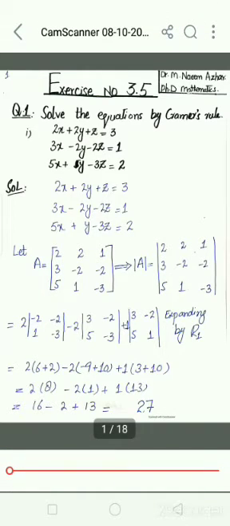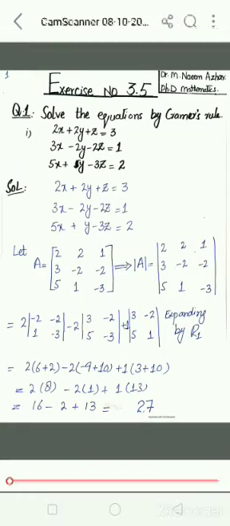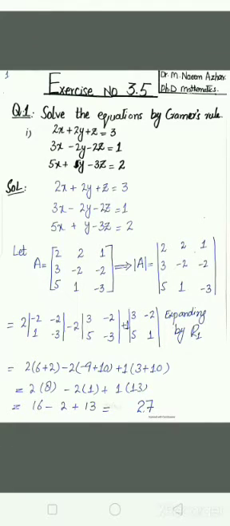We have expanded this determinant by using row number 1. Now 2 is outside and the determinants inside are of order 2 cross 2, which are very familiar to you. You have studied in your matric class how to expand a determinant of order 2 cross 2. Simply we multiply the main diagonal elements and subtract the multiplication of the secondary diagonal elements from it.